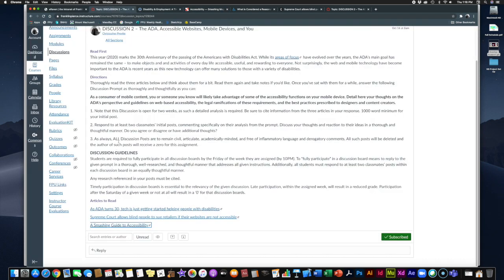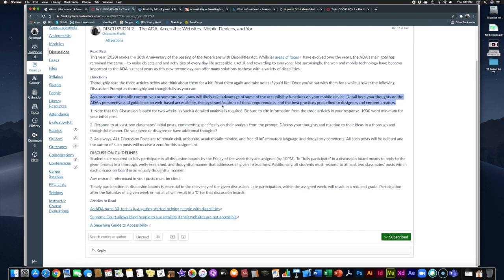Now, once you've read through all of these, you are going to answer this prompt as thoughtfully and thoroughly as possible. So as a consumer of mobile content, you or someone you know will likely take advantage of some of the accessibility functions on your mobile device. Detail here your thoughts on the ADA's perspective and guidelines on web-based accessibility, the legal ramifications of these requirements, and the best practices prescribed to designers and content creators.